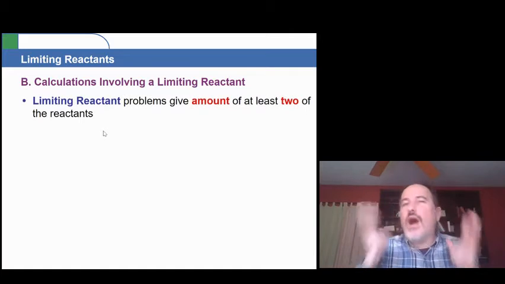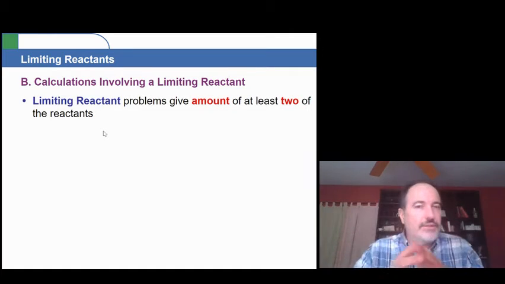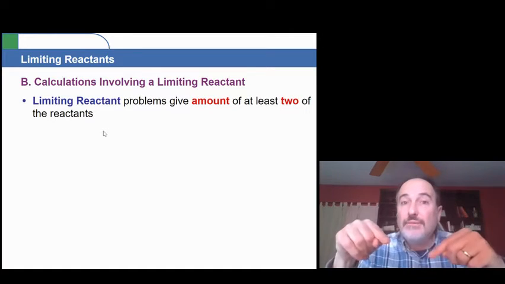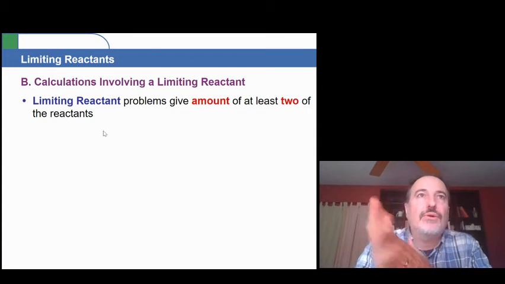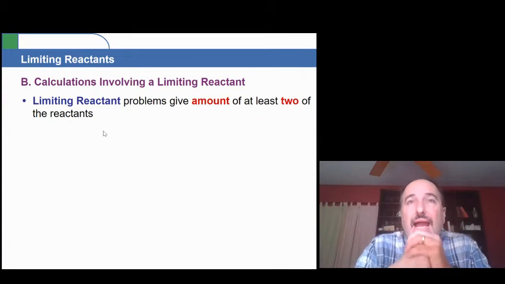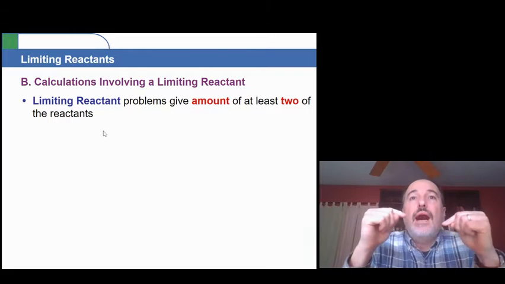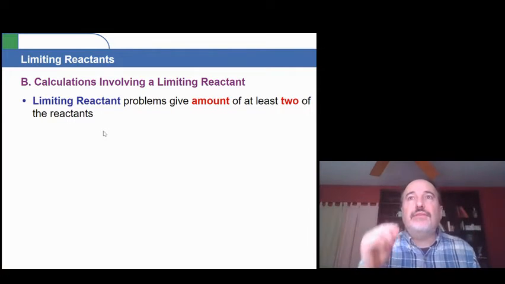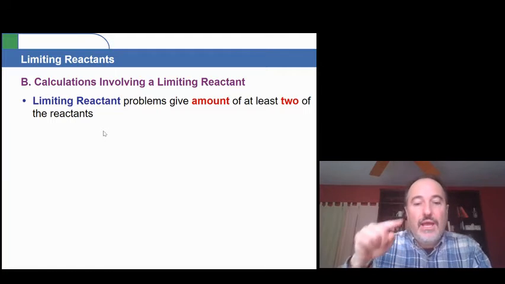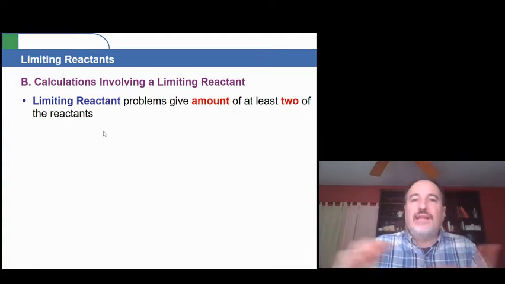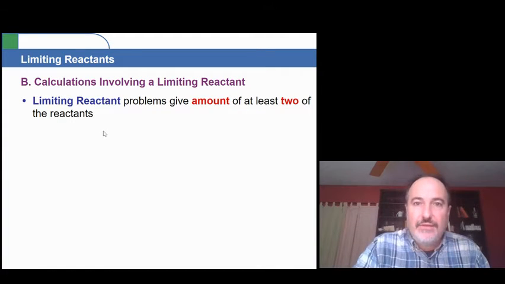Now, that's the concept. Hopefully that's not too hard to grasp. The problems can be a little bit more challenging, as it were. You see, in a limiting reactant problem, you're given the amount of at least 2 of the reactants. It's like me telling you how many tires you have and how many bicycle seats you have.